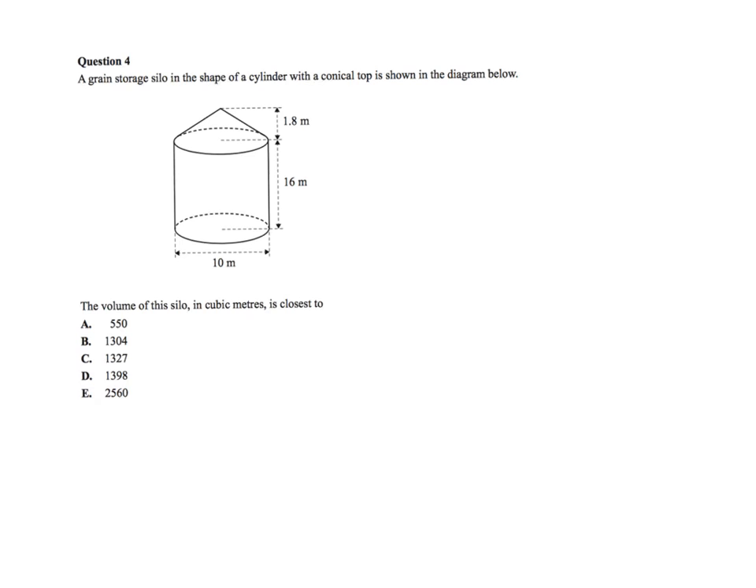Now, once again, they said the grain storage of a silo is in the shape of a cylinder and a conical top. If you don't know what a conical top is, it's okay because they've shown you in a diagram. So what we might call this part is a cone, and then we've got the cylinder. When they ask us for the volume of this, once again, we'll write it out. Volume equals the volume of the cylinder plus the volume of the cone.